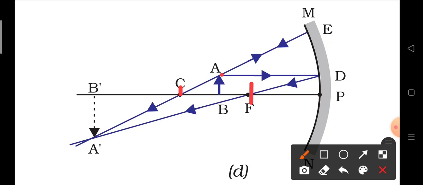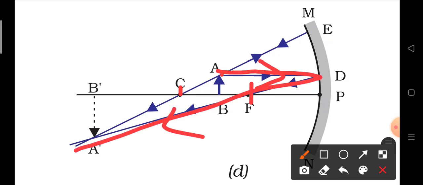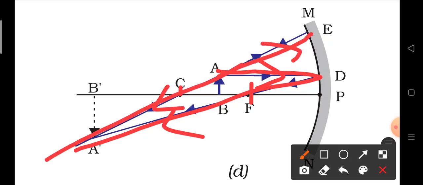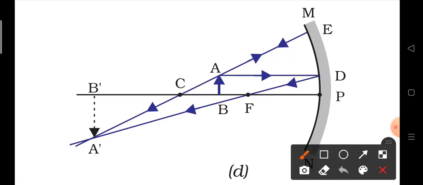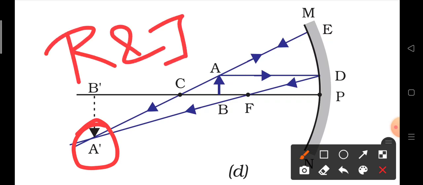So first of all, the light ray which has been coming parallel to the principal axis will pass through the focus after reflection, and the ray which has been coming through the center of curvature will move back towards the center of curvature. So here the light rays are actually meeting each other at point A dash, so that is why the image is real and inverted.